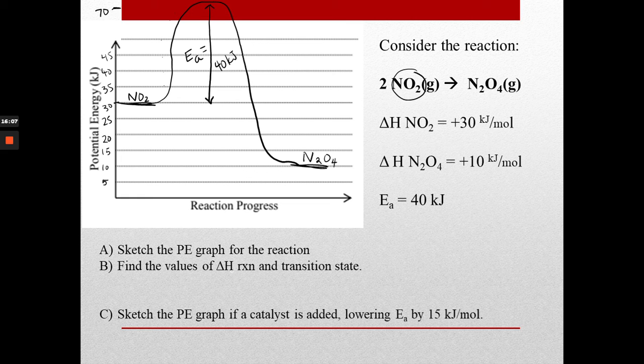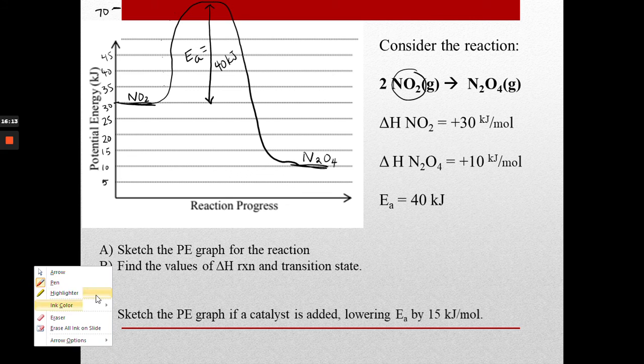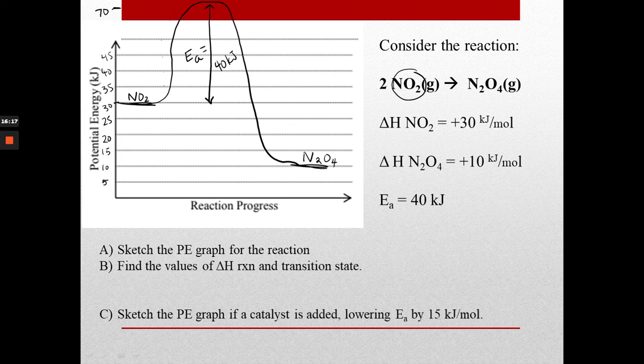It says find the values of delta H of the reaction and the transition state. So for the reaction, it's just going to be the difference between the reactants and the products. So they're at 30 and they're at 10. And it's always products minus reactants. So that means that my delta H is negative 20. So I know it's exothermic.